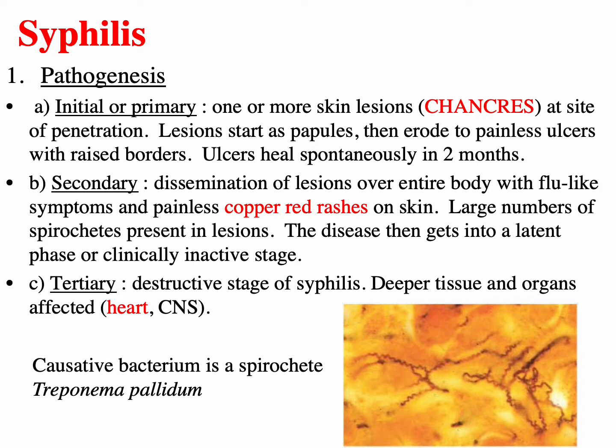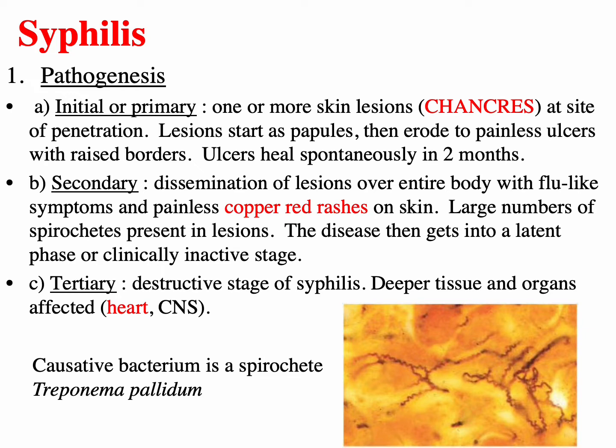But that's not the case. The spirochete is now going further into other parts of the body, causing a tertiary stage of the disease called the destructive stage of syphilis. This affects deeper tissues and organs, including the heart and the central nervous system. So this disease progressively worsens, with a latency in between.